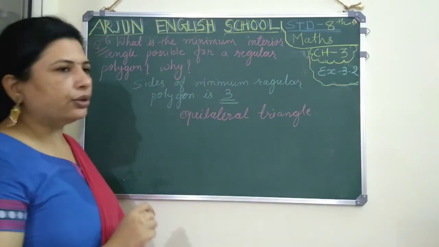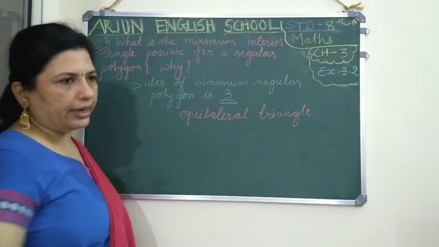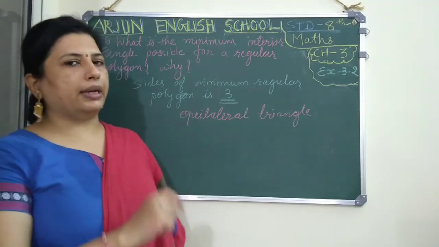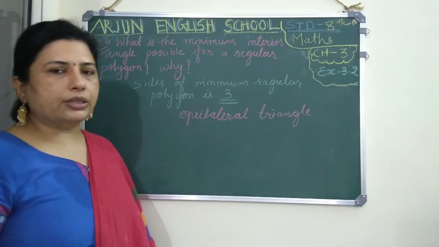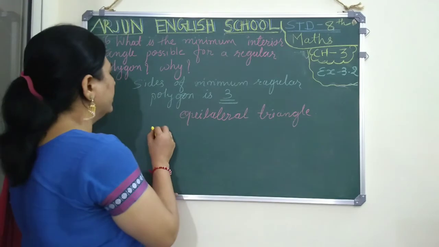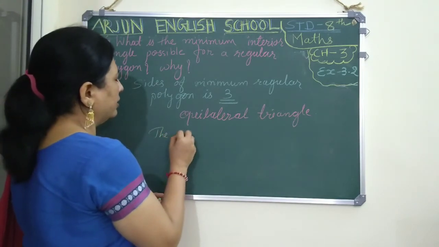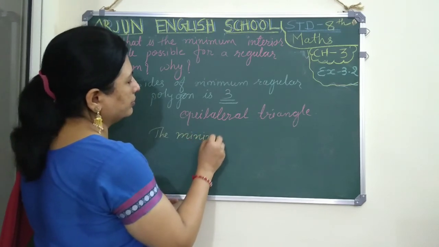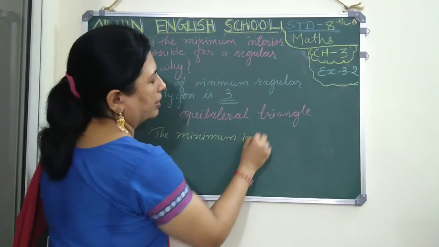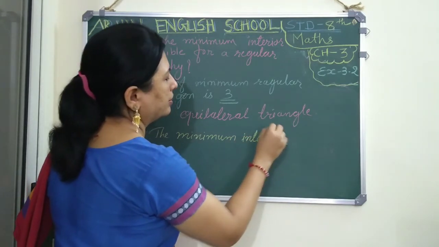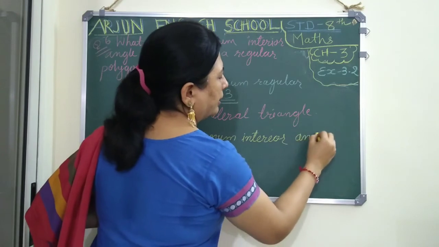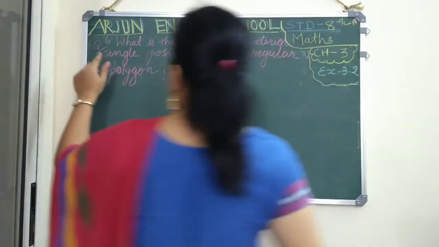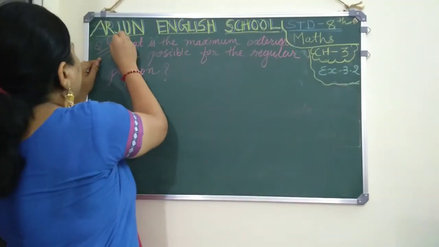Equilateral triangle is the regular polygon which we require, and we know that the measure of interior angle of an equilateral triangle is always 60 degree. So the minimum interior angle is 60 degree.